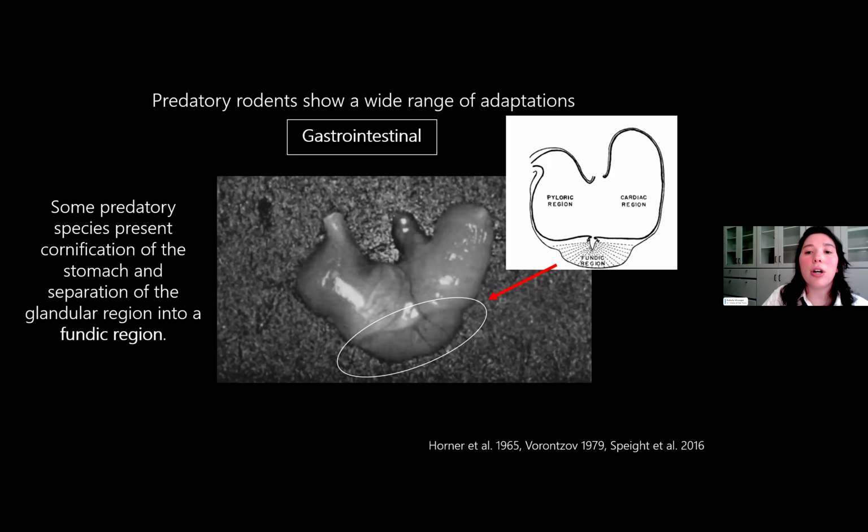And of course, we cannot talk about adaptations related to diet without mentioning the gastrointestinal tract. Some of the species eat chitinous exoskeletons of invertebrates, and this could damage their stomach tissue. So some of the species have protective pouches that house the glandular tissue of the stomach, so that it is not harmed by the material they ingest.